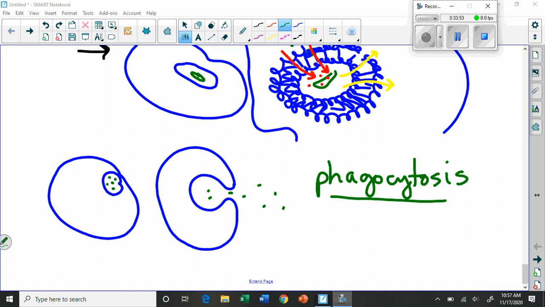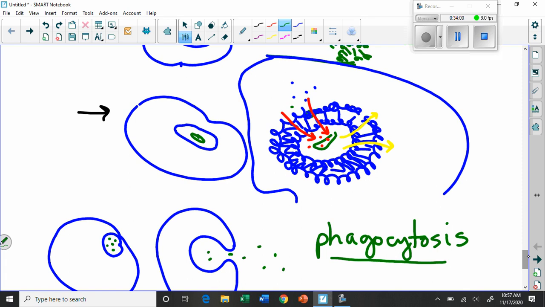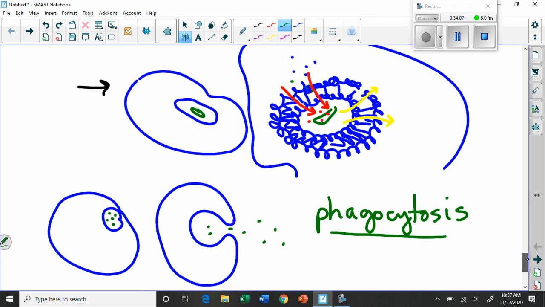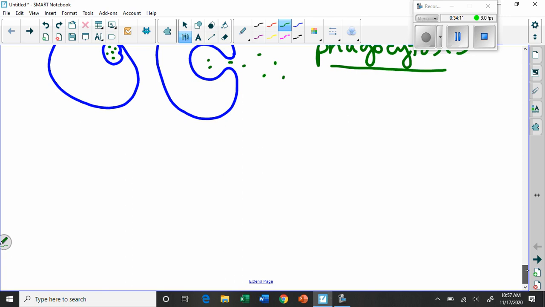So those are the ways that things can get in and out of cells. I was going to talk about your white blood cells, for instance. What they do is they use this phagocytosis approach to engulf a germ or a bacteria or a virus particle or something in your body. And then they digest it and kill it and spit out the rest.